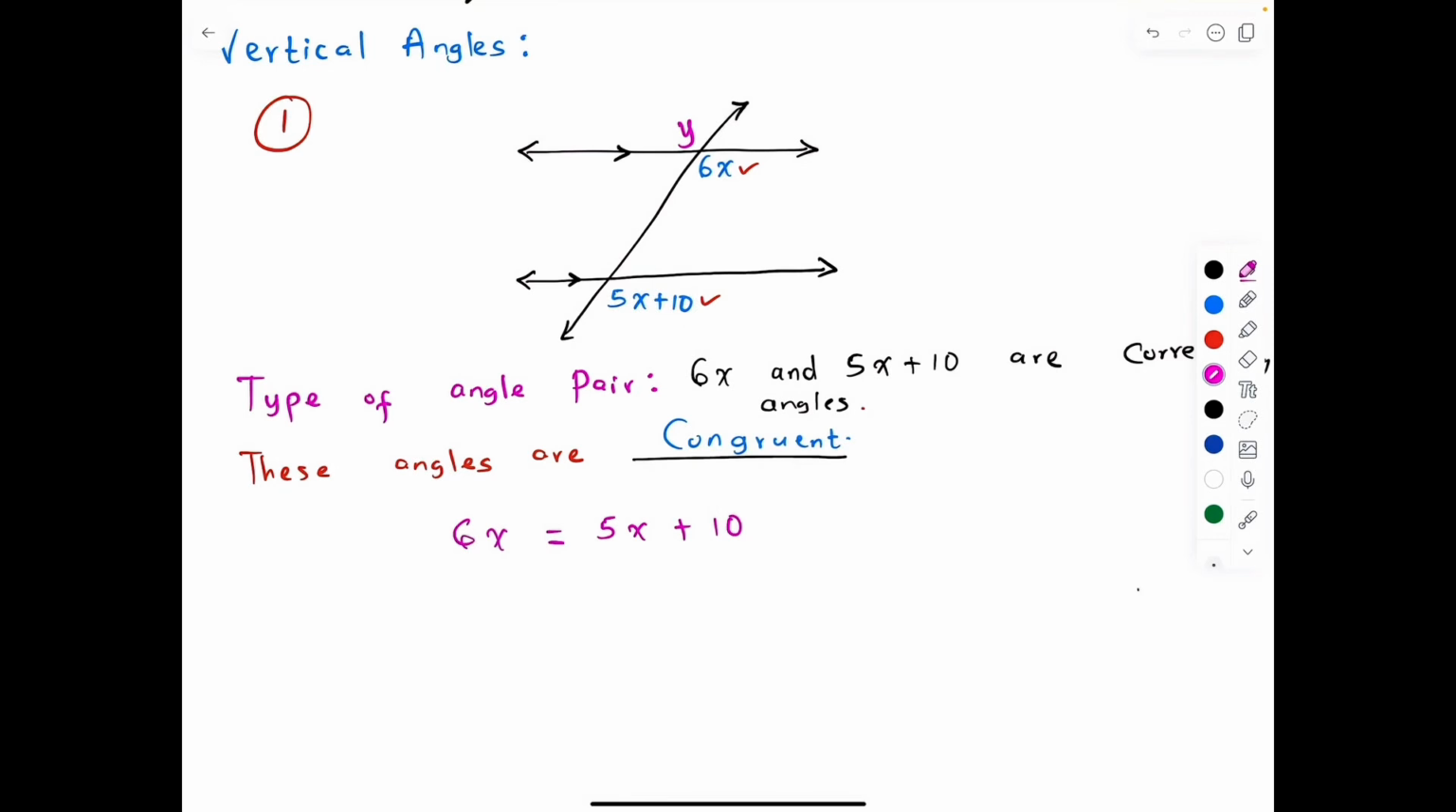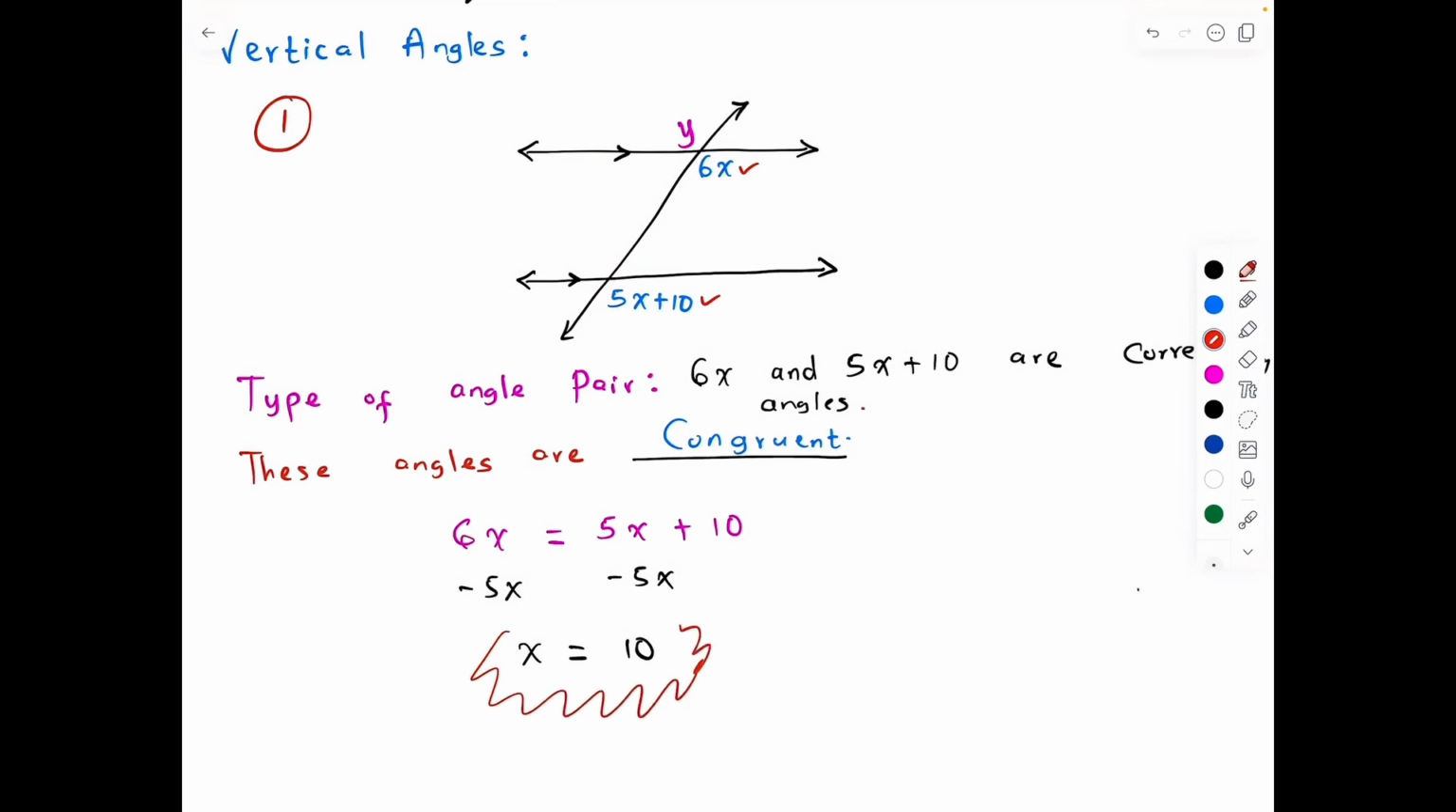And then I can solve for x. I can collect the like terms and then subtract 5x on both sides. If I've done that, then I have 6x minus 5x, so I have x is equal to 10. So I know my x is 10.